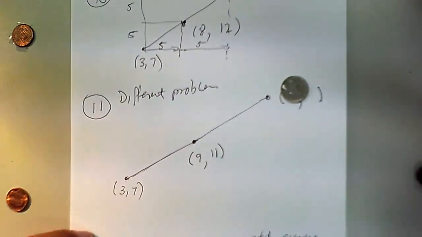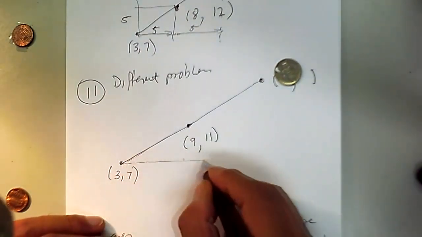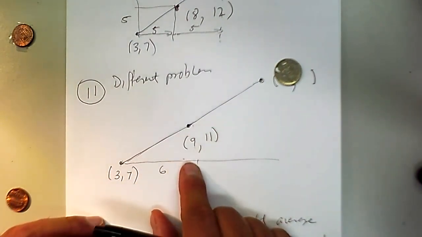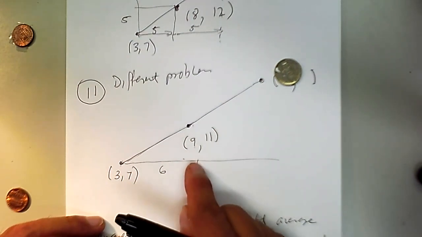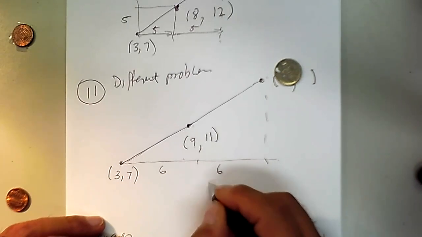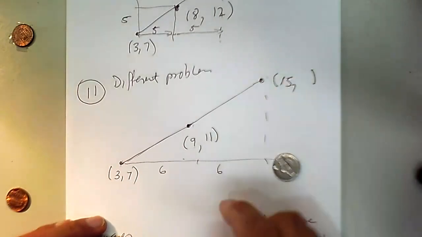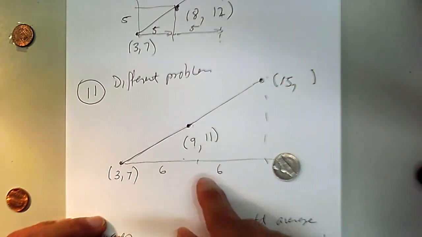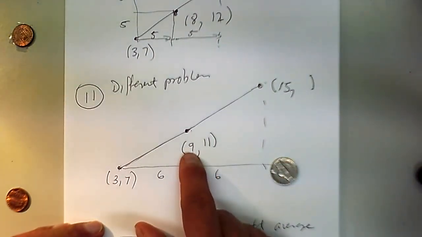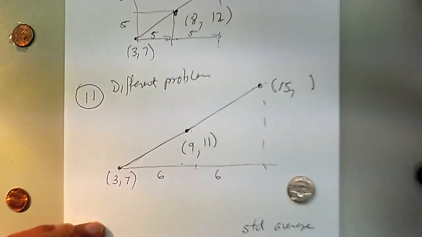Well, let's use exactly the same logic. From 3 to 9, we added 6, and this is the midpoint. Well, it only makes sense that from 9 to whatever this is, we're going to add 6 again. So 9 plus 6 is 15. We are getting 15 from adding 6 to 9. 3, 9, 15. There's a nice sequence.